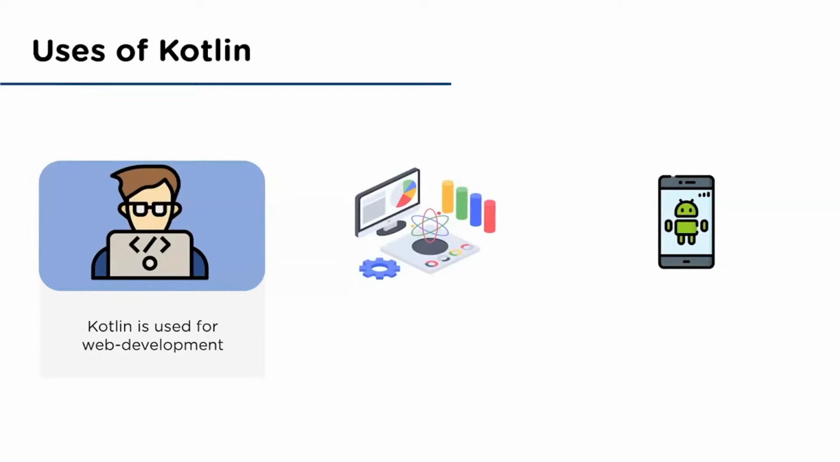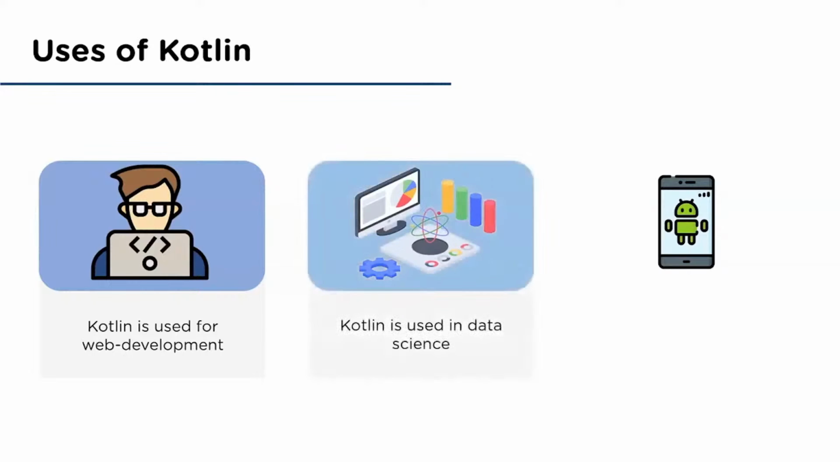Next is, Kotlin is used in data science as well. Because of its features like null safety, being statically typed, maintainable code, and also being a language which runs on JVM, it makes Kotlin a good choice for working with data.